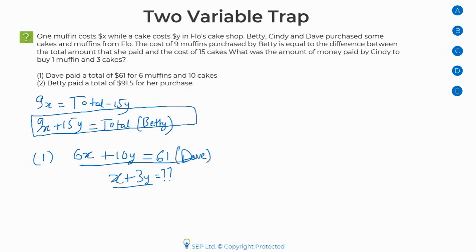9x plus 15y equal to the total. I don't know what the total is. Are we on the same page till now? Any disputes, any disagreements on this? Please let me know. So according to me, the first statement alone is insufficient. And therefore, alpha and delta can be eliminated.